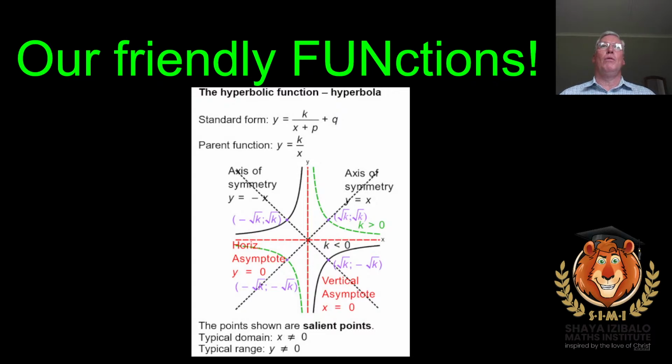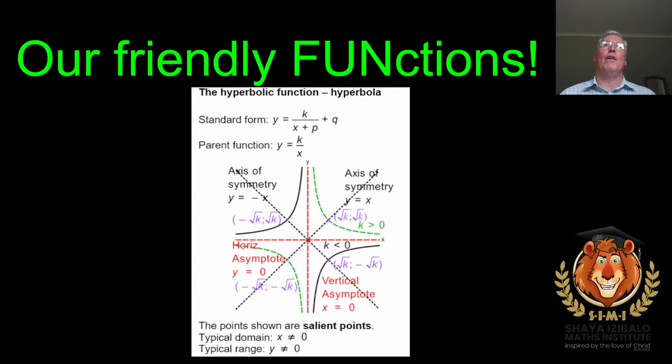There's a green one, which is in quadrants 1 and 3, if we use the trig numbering for quadrants. All right, and then there's the black one, which is in quadrants 2 and 4. Both of them have a domain of anything other than 0 and a range of anything other than 0. Both have y equals x, a line with a gradient of 1, and y equals minus x, a line with a gradient of minus 1, as axes of symmetry.